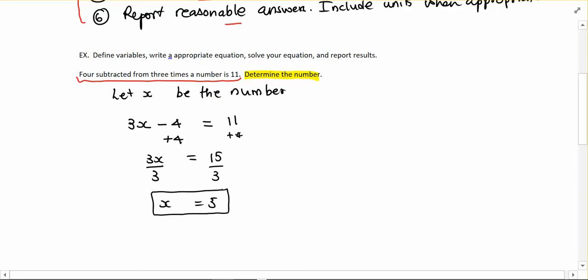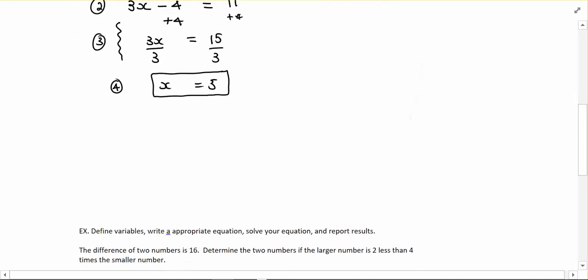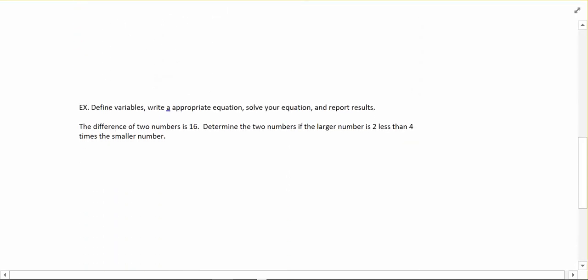So do you see the steps? I'm looking for all these processes. When I look at your problem, I'm looking to see if I see this, do I see this, and do I see this? Right. So I'm looking for these things. So let's take a look at a second problem.